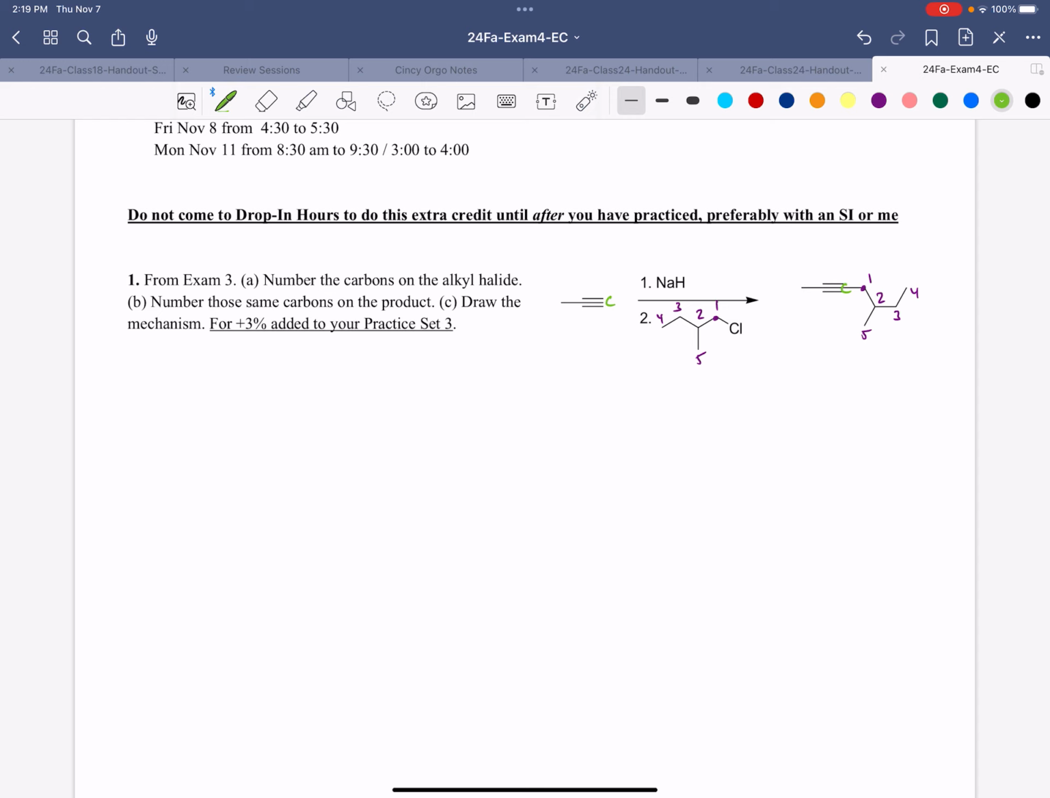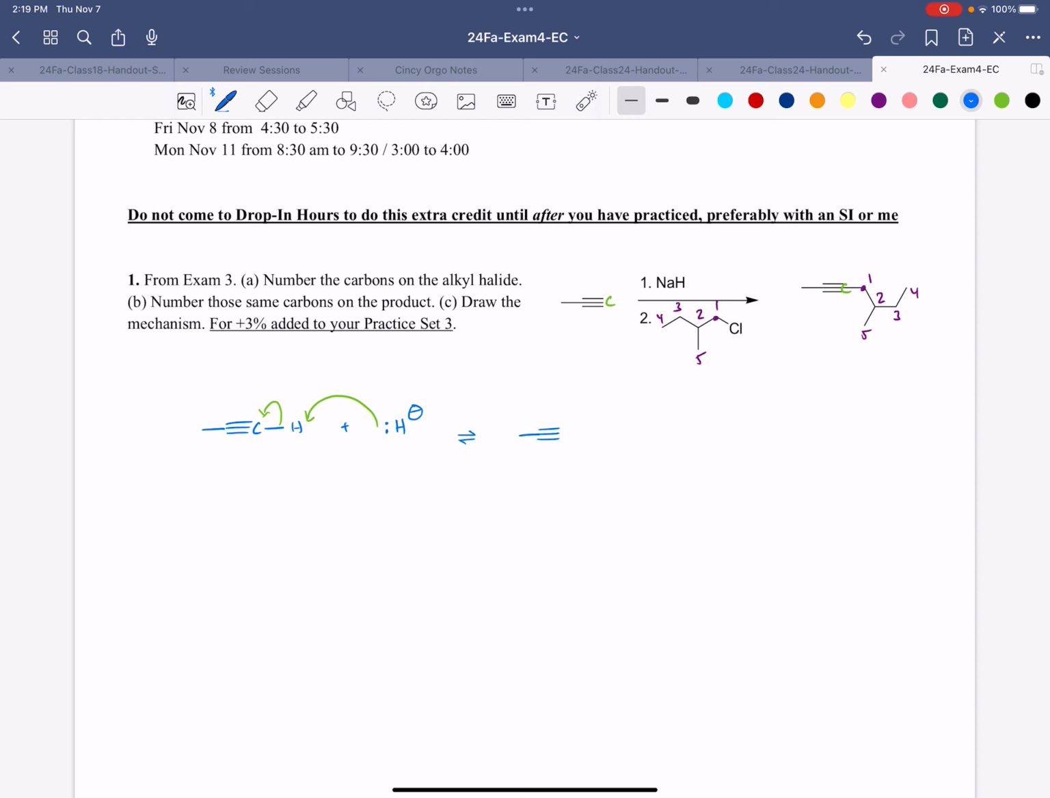Letter C says draw the mechanism. You do have to draw the letter H because we are going to deprotonate that alkyne. You've got to start your arrows from a source of electrons. People were forgetting the lone pair on the hydride, because that's the source of electrons, grabbing that proton, leaving behind a lone pair. Now our alkyne is an anion.